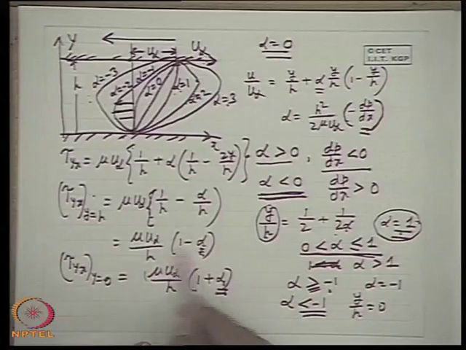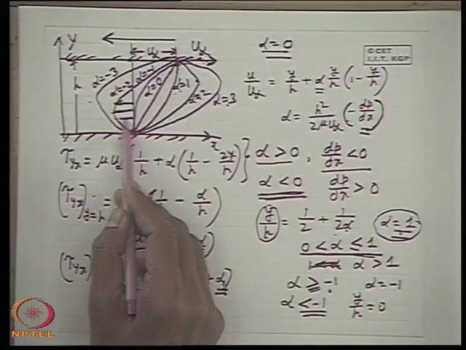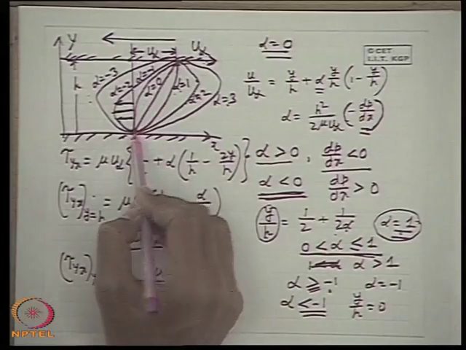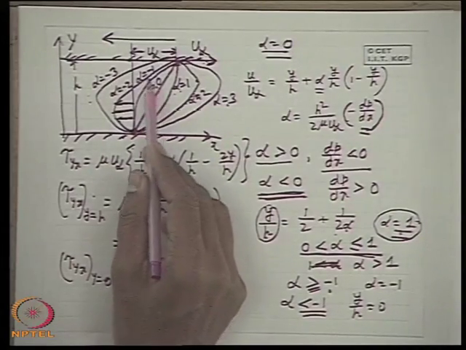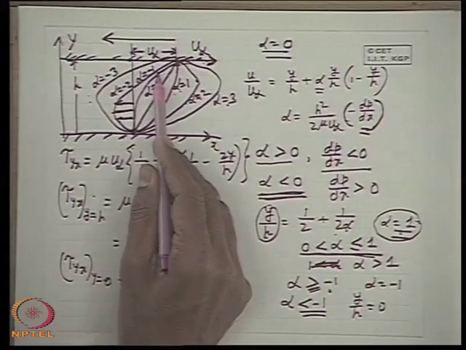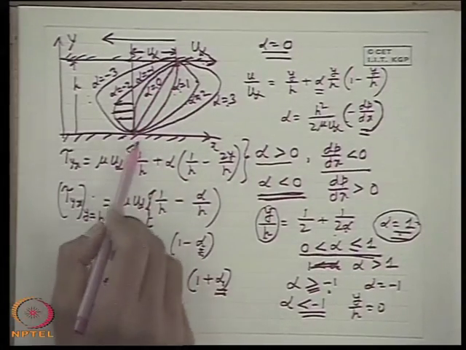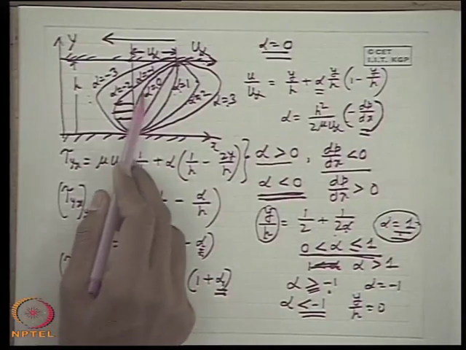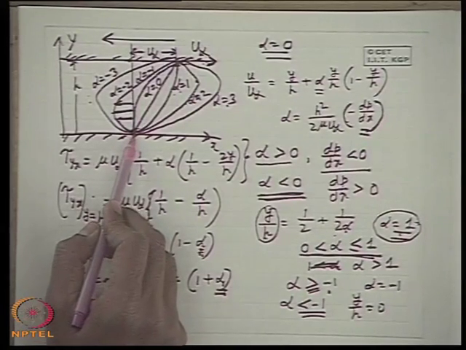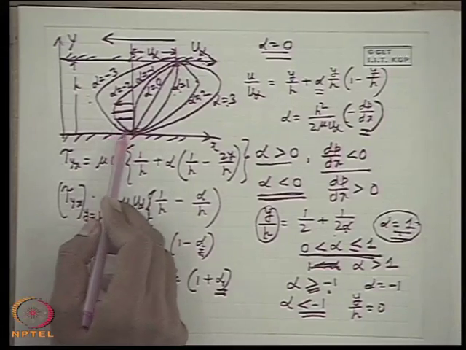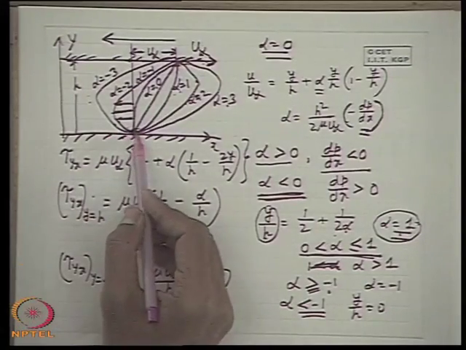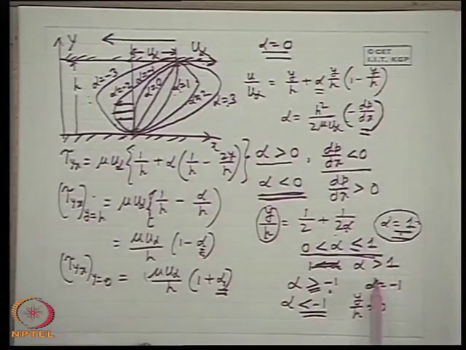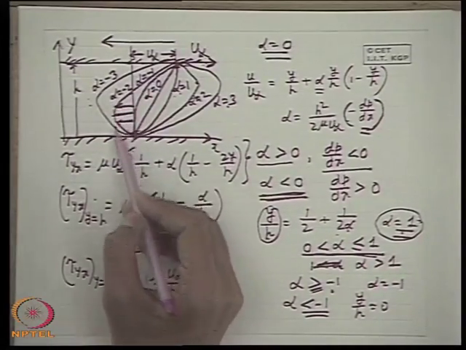So here the change in shear stress direction on this plate means that there is a change in the flow direction, that is, flow reversal takes place. So up to alpha equal to minus 1, the flow is in the positive direction. At exactly alpha equal to minus 1, the shear stress is 0. That means alpha equal to minus 1 is the onset point of flow reversal, after which, if you increase the negative pressure gradient, with the value of alpha lesser and lesser than minus 1, the flow reversal will take place.